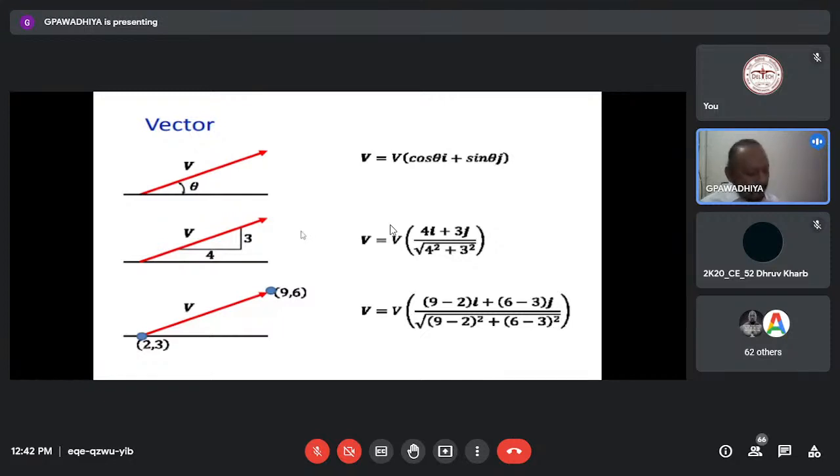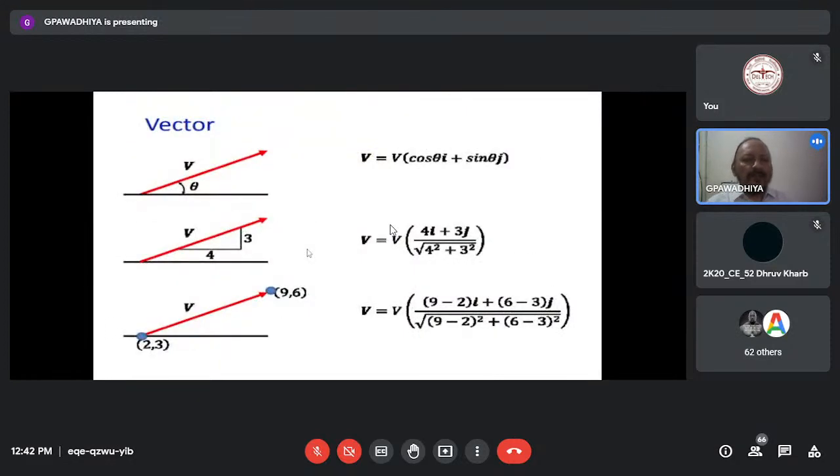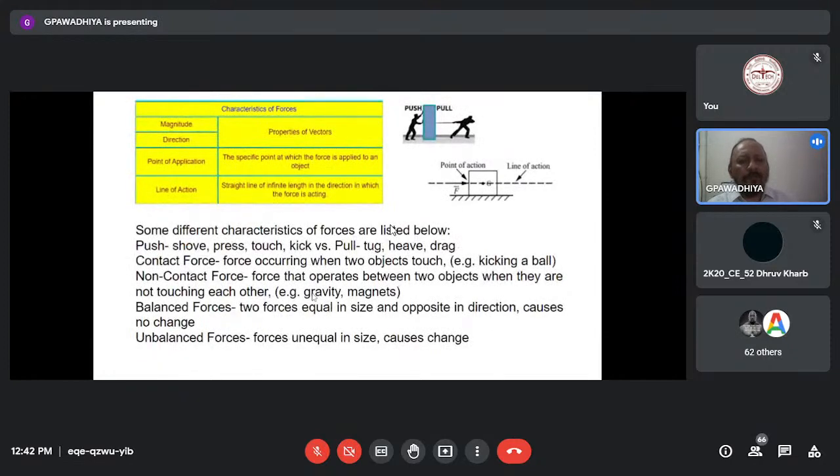This information is given in Beer and Johnston, so you can refer to Beer and Johnston, where a lot of exercises are there that you can attempt. Now, just leave the vector mechanics at the moment here. Let's go to the definition of forces.